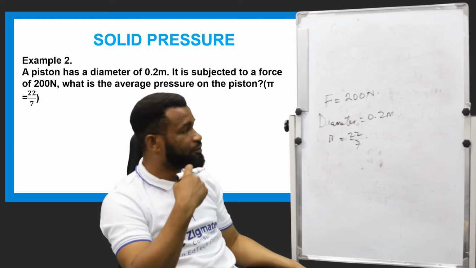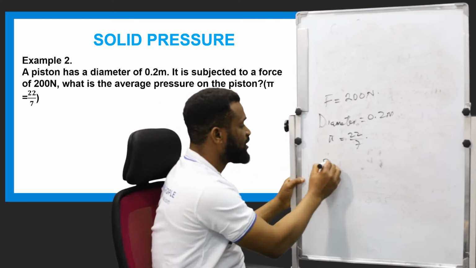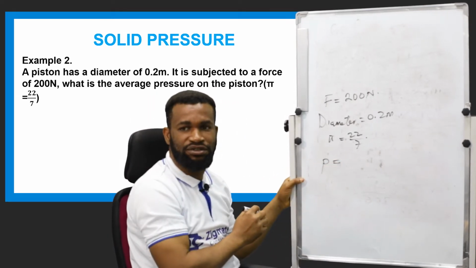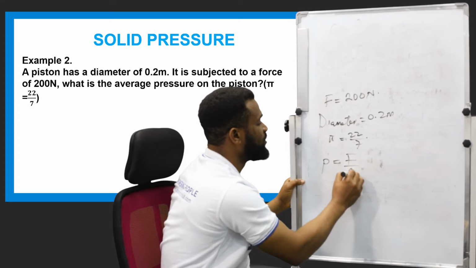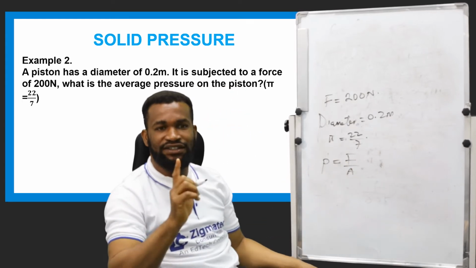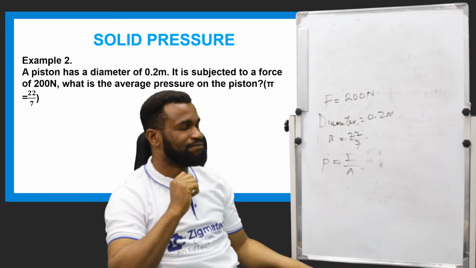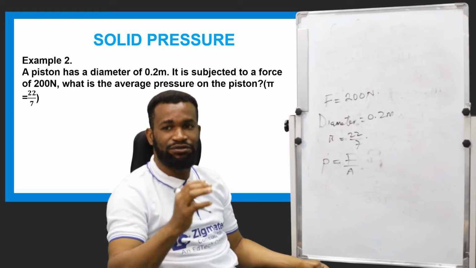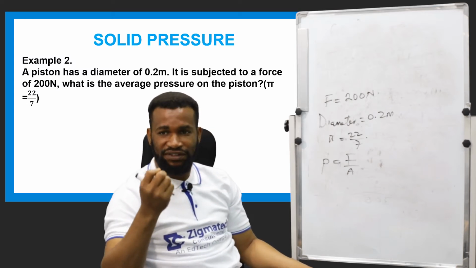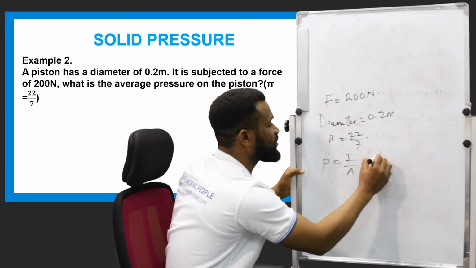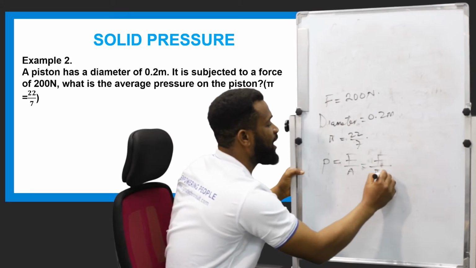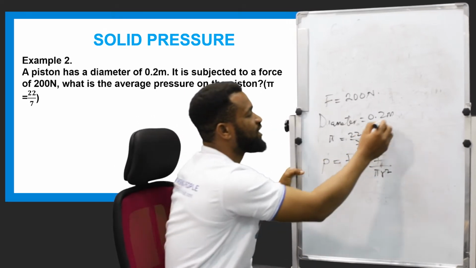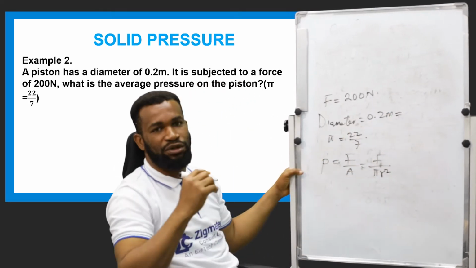To be able to solve this problem, we have to first state the relation for pressure, which is force per unit area. Now, in this case, the area is a circular object, and that means we are going to use the area of a circle, which is pi r squared, because we are given a diameter of 0.2.